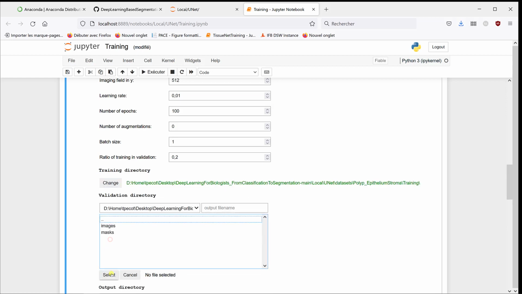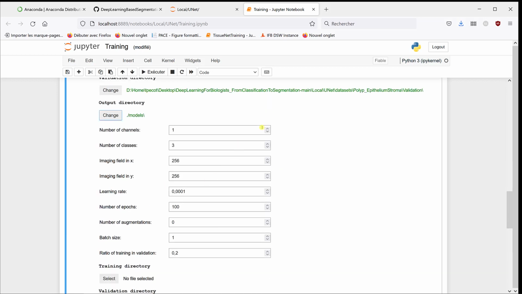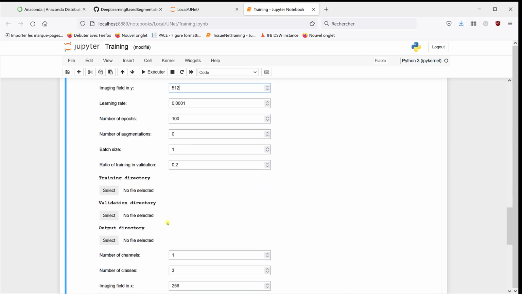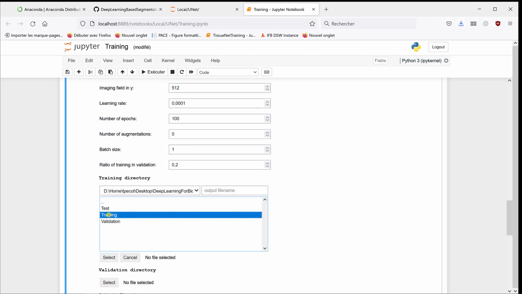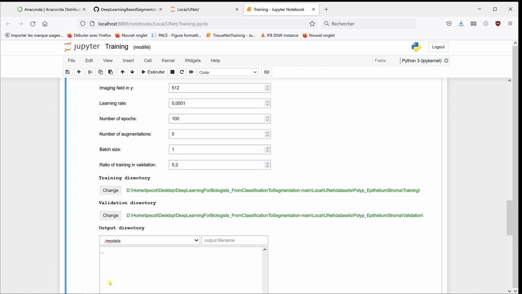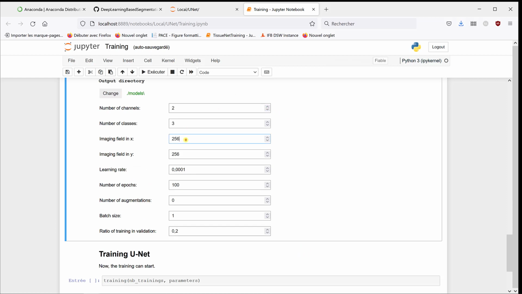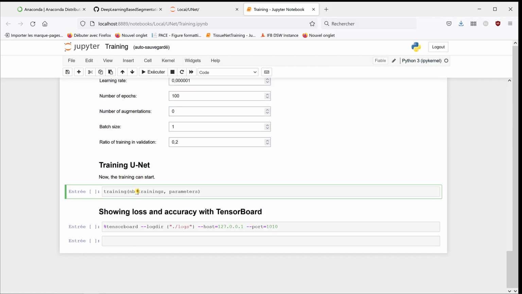All right. Epithelium and stroma validation. By 512, I'm going to keep the learning rate at 1 e minus 4. Epithelium and stroma training. Epithelium and stroma validation. Model. The channels, 512 by 512. And e minus 6. All right.